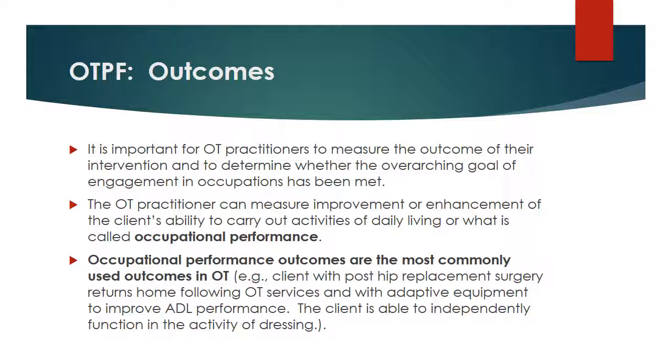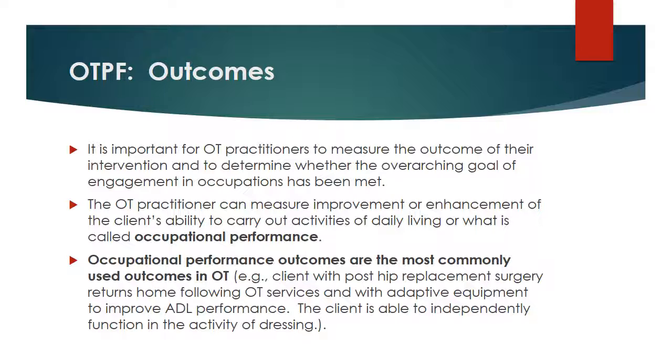The OT practitioner can measure improvement or enhancement of the client's ability to carry out activities of daily living, or what is called occupational performance. That's not a new term for this class. We've talked about that before. Occupational performance outcomes are the most commonly used outcomes in OT. So, for example, the client with post-hip replacement surgery returns home following OT services and with adaptive equipment to improve ADL performance. The client is able to independently function in the activity of dressing.